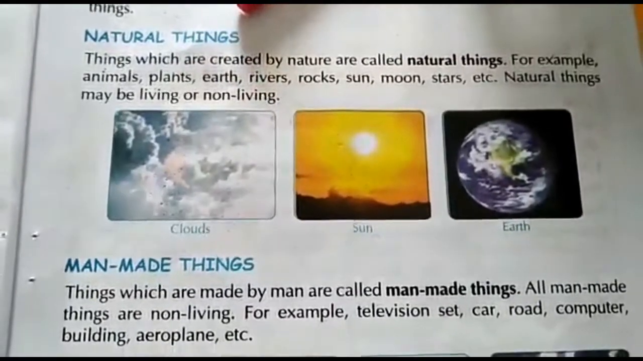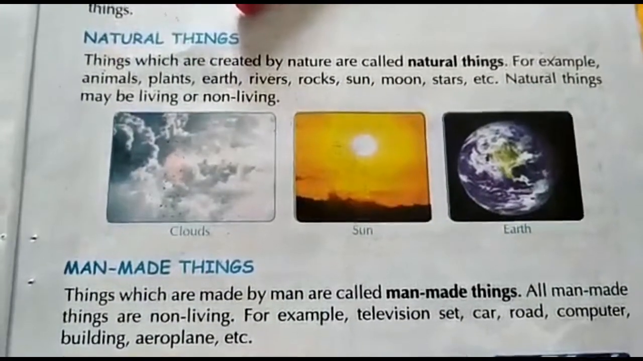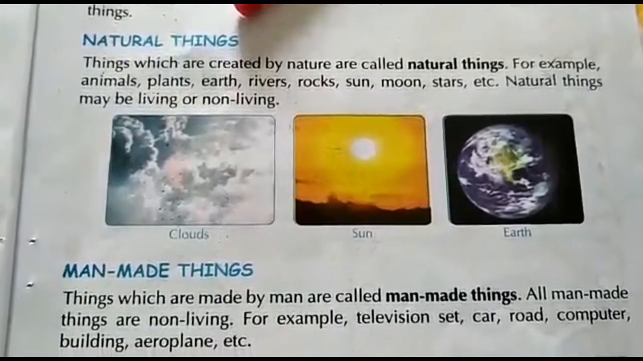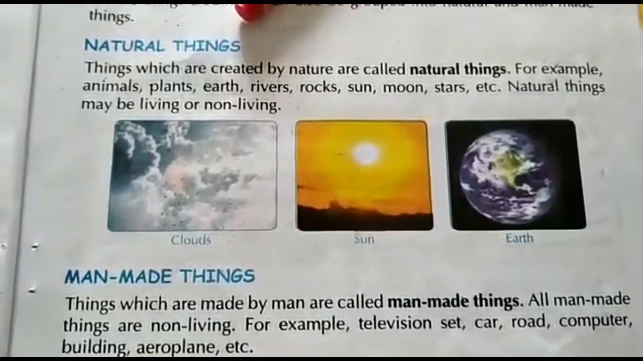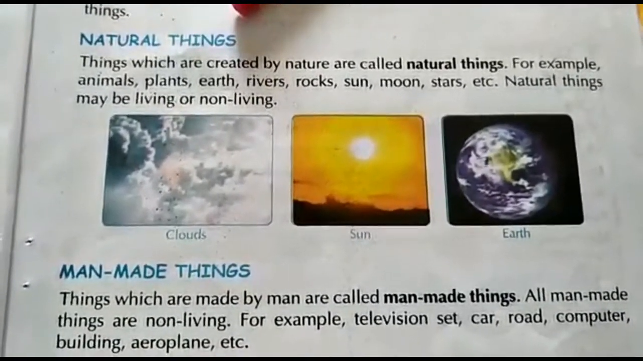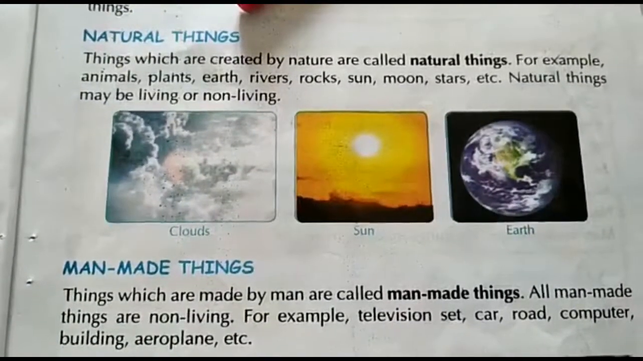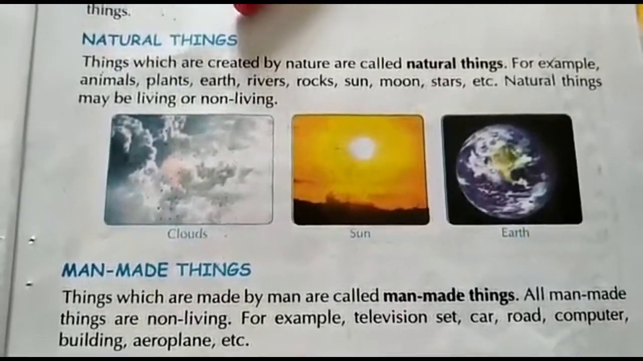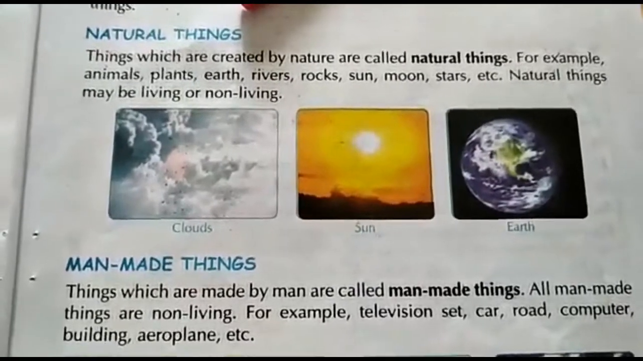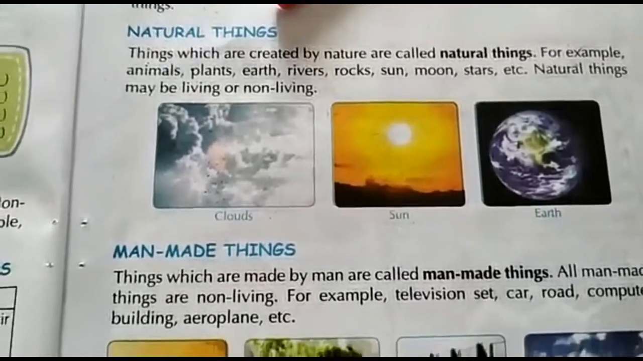Is it or not? A mountain is a natural thing. Can we make it? No, we are not able to make a mountain because it is a natural thing, but it is a non-living thing. A mountain is a non-living thing. Is it or not? Yes.